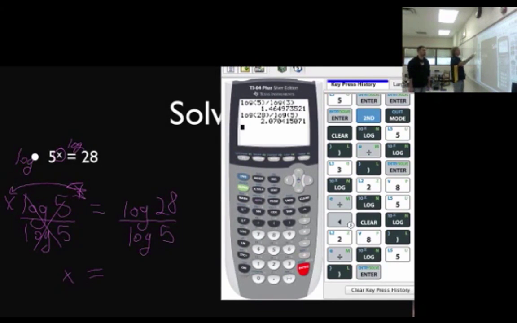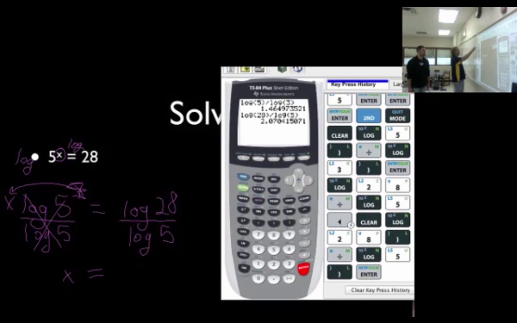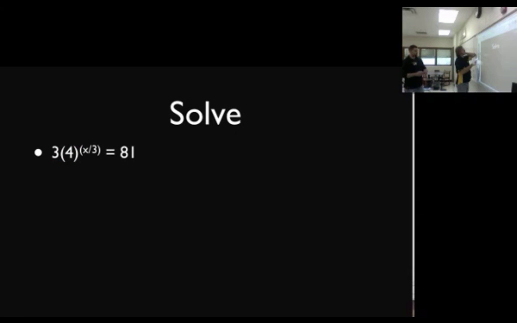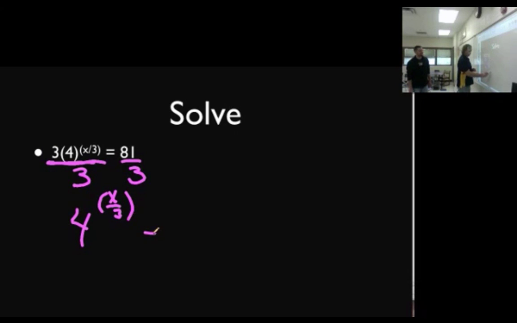But all right, so let's crank it up just a little bit here. And let's add some more stuff in there before we get going. I've got 3 times this ugly thing equals 81. Now, I would personally get the 3 out of there first because I don't know what to do with that. So it's being multiplied by the 4 raised to the x over 3. So I'm going to divide that by 3. What's 81 divided by 3? 27. Okay. Well, that's cool.